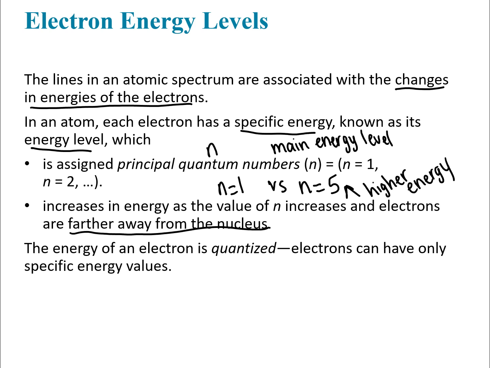The last little bit of information on this slide that we're going to cover is that the energy of an electron is quantized. That means you can have specific energy values and nothing in between. So if we have n equals 1, 2, 3, and 4, there is no 3.5, there is no 1.2. Those don't exist. You're either in energy level 1 or 2. You can't be in 1.2. You're either in 2 or 3. You can't be in 3.5. There is no 3.5.